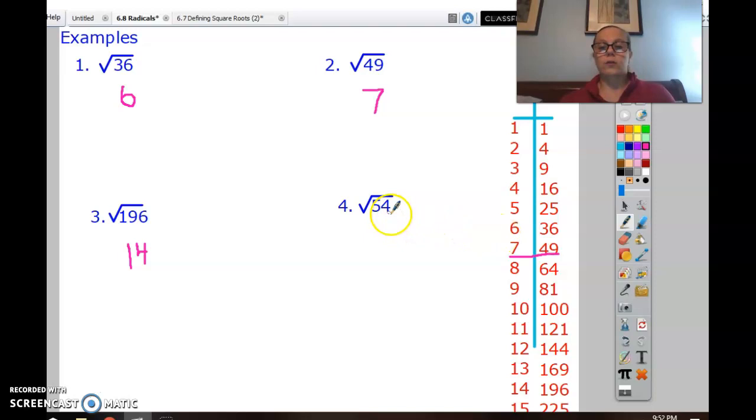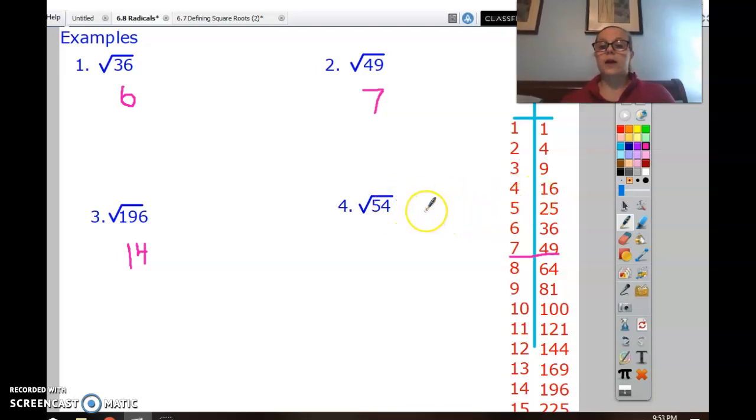So if I work through, 54 divided by 49 doesn't divide evenly. 54 divided by 36, still doesn't divide nicely. 54 divided by 25, nope, still doesn't work.